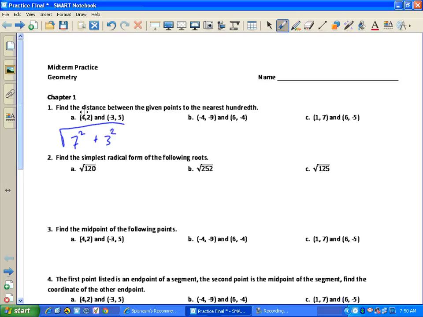Okay, and it doesn't matter if you go from here to here or here to here, because the only difference is this is either going to be a positive 7 or a negative 7, but when I square it, both of those come out to be positive 49. So you're really just looking at how far apart your x's are, how far apart your y's are. So this is 49, this is 9, so it'd be 58. The square root of 58 as a decimal comes out to be 7.62.